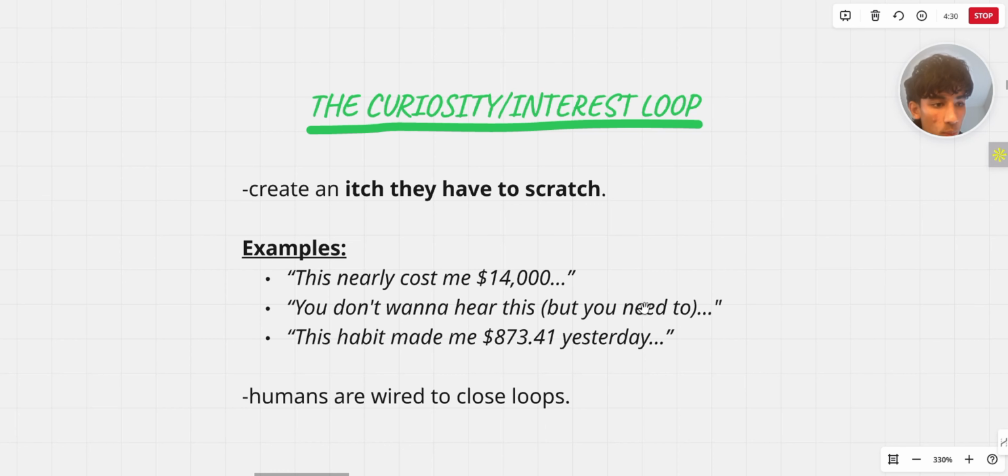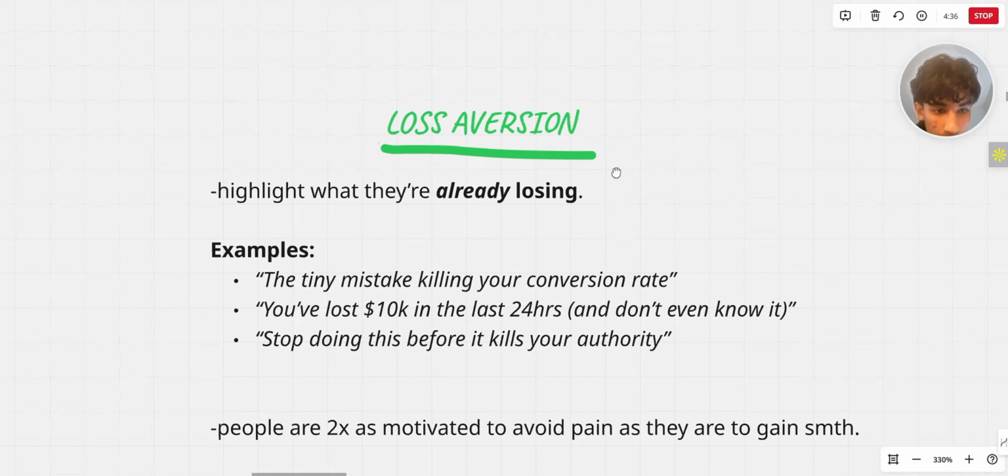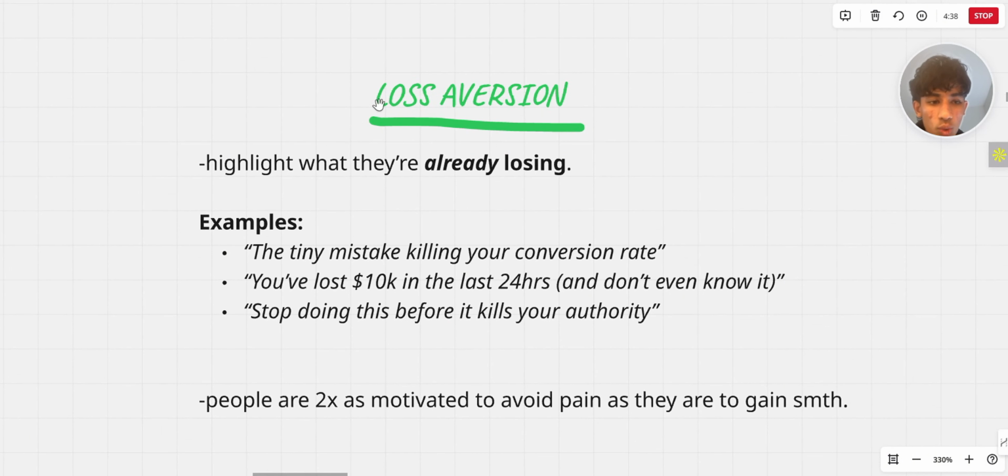The brain wants to see what's that detail that you're missing. What is the missing piece of the puzzle? The second principle, or the second bias, is called loss aversion. Essentially what you have to do here is highlight what they're already losing. Deepen the pain. For example, you can say something like, this tiny mistake is killing your conversion rate. You've lost $10,000 in the last 24 hours and you don't even know it. Stop doing this before it kills your authority.